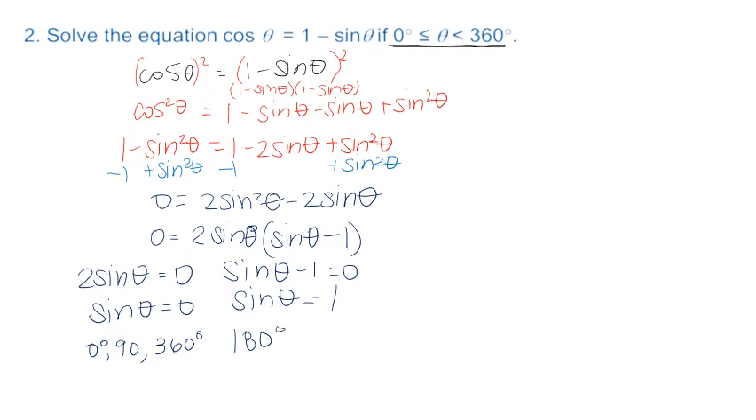Just a note of something to be careful of. Up here, notice that we are not equal to 360 degrees. So this 360 degrees actually is not part of this solution. So I'd have 0 degrees, 90 degrees, and 180 degrees.